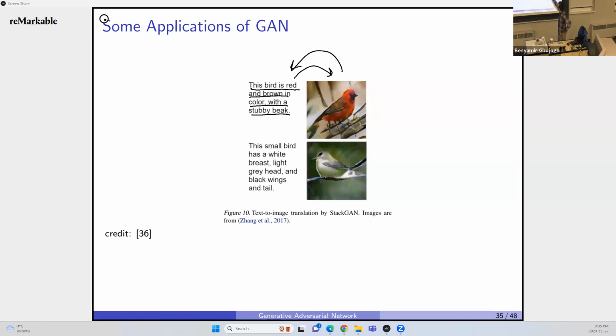Of course, it needs to be related to the dataset that you trained on. For example, they have trained on birds, so the text needs to be about birds. Or, this small bird has a white breast, light gray head and black wings and tail. As you see, it has generated it. You can see this reference, proposed in 2017. Its method is called StackGAN. I have explained all of this in my tutorial paper. You can see that.